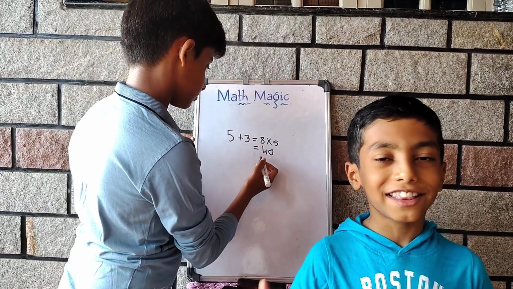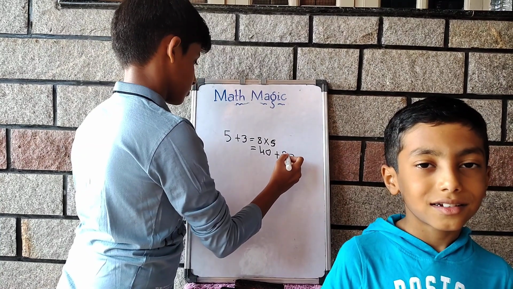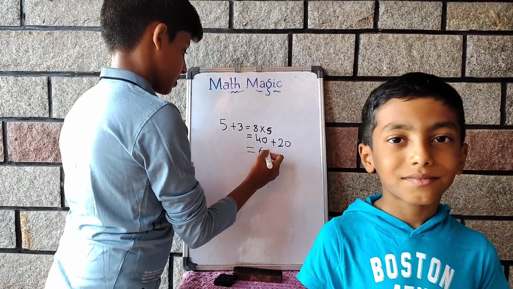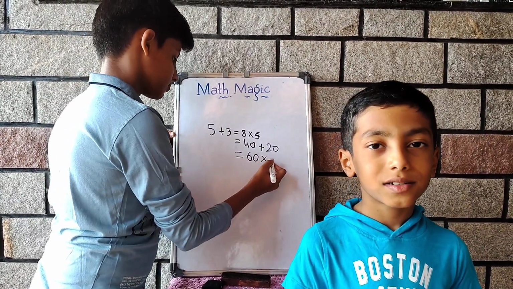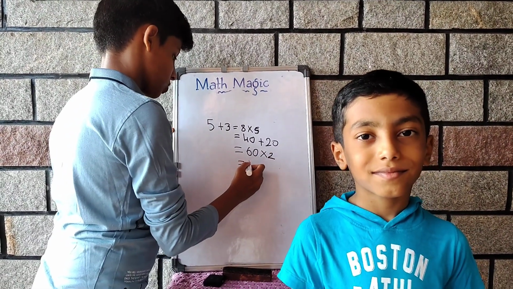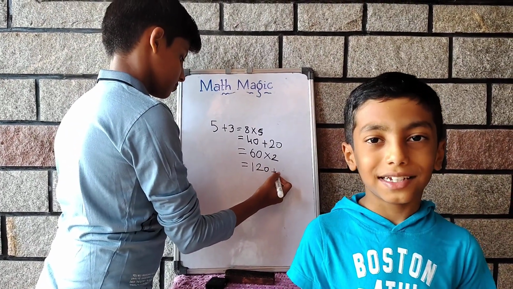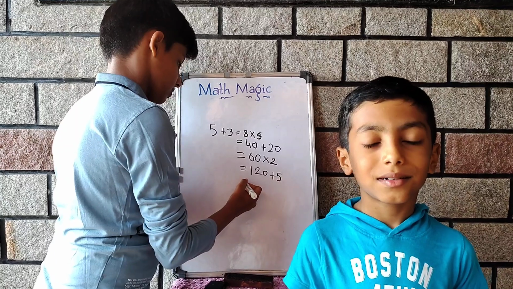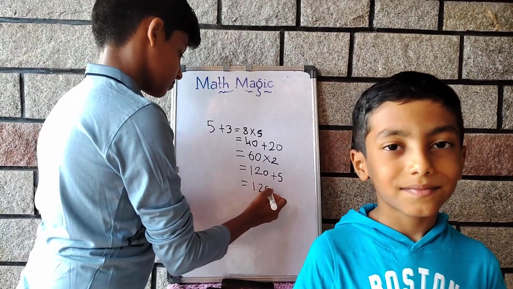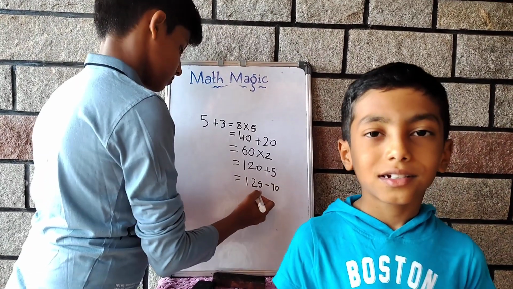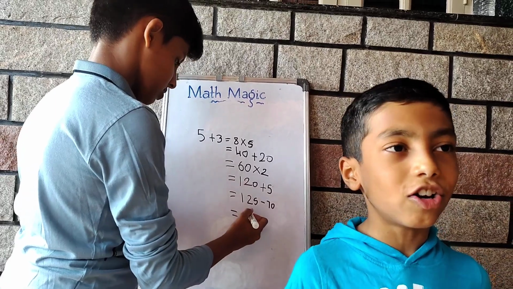Yes. Add 20. Yes. Multiply by 2. Okay. Add your female members in your family. Done. Less 70. Yes. You get a 2-digit number now.